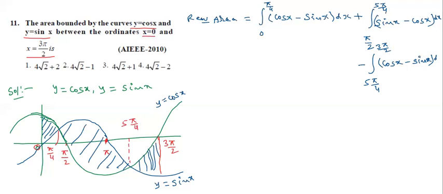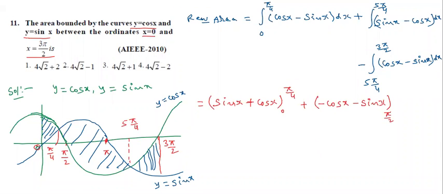Now apply the integration and substitute the limit. We get the answer. Here, students, this is not pi by 2, this is pi by 4. So no, this is pi by 4 to 5 pi by 4. These are the points of intersection. By mistake, I have written it wrong. This is also pi by 4.